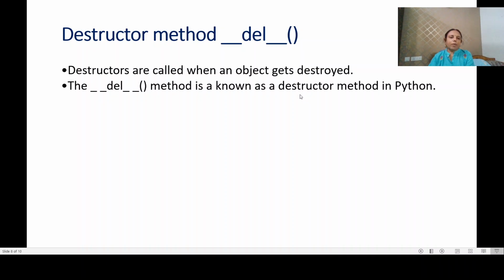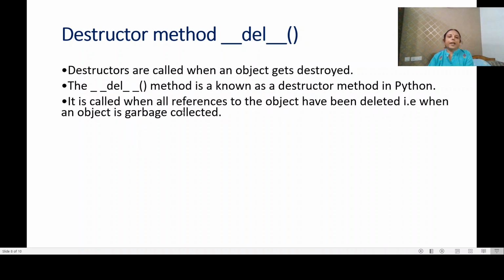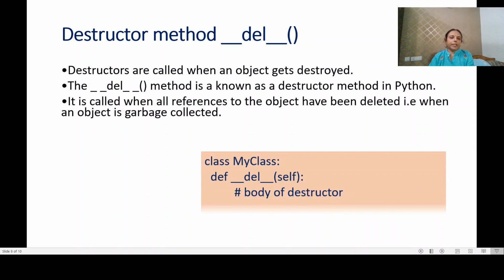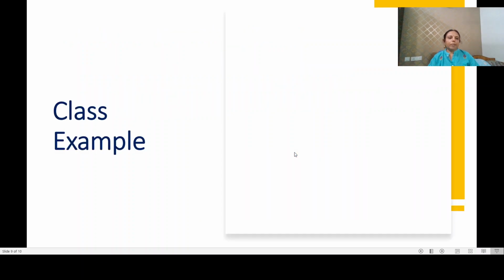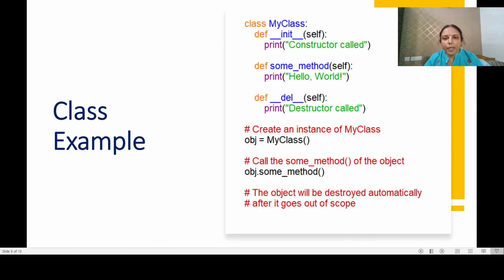So this method is known as the destructor method, that is __del__. And when all the references of the object have been deleted, then it will be called. That is when the object is garbage collected. That means all the operations are over, when you exit the program, this method will be called. So you can also define something in the __del__ method which will be executed once all the scope of the program is removed. So we'll see an example.